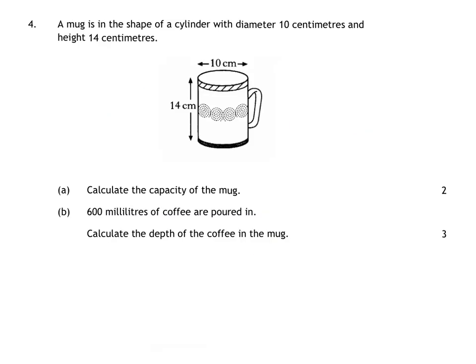Okay, question 4 is a volume question. So we want the volume of a mug. Now this is the only volume formula you need to know off by heart. It's pi r squared h. It's basically the exact same as a cone, but without the third in front. So that is the formula for it.